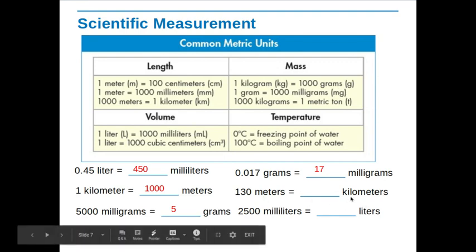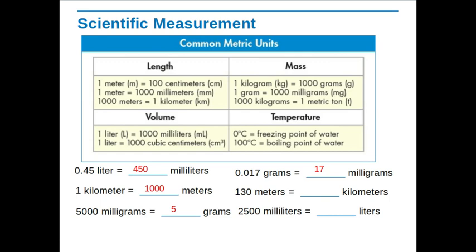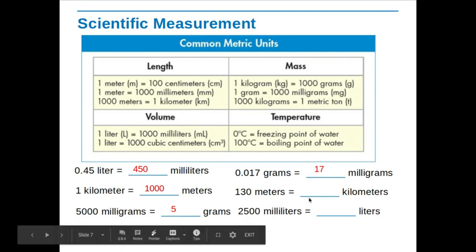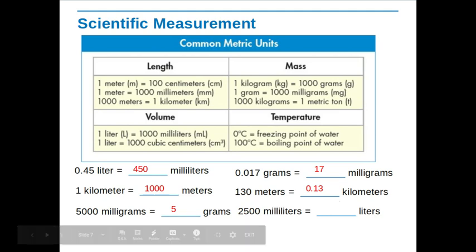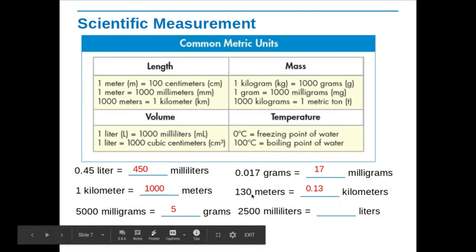Meters to kilometers. Is this number going to be smaller or larger than this number? I hope you said smaller. In this particular instance, we are going to divide by 1,000. So the answer is going to be 0.13 kilometers, or we can move the decimal point. We'll assume that it's right here at the end of the number. We would move it 3 places to the left.